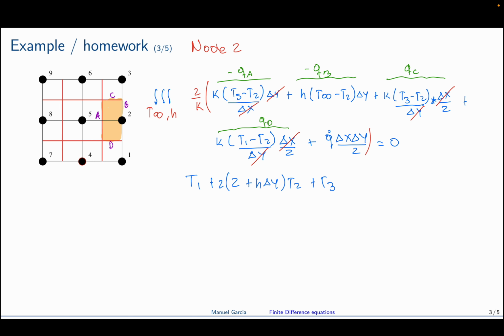And what else do we have? T5. We have T5 again, that is multiplied by 2, plus 2 times T5. And what terms are left? The terms that are left are this and this. The first one is H multiplied by T infinity delta Y, and this is multiplied by 2 and divided by K. And the last one is Q dot delta X delta Y, and it's divided by 2 but multiplied by 2, so the 2 cancel, and this is equal to 0. So this is the equation for node 2.